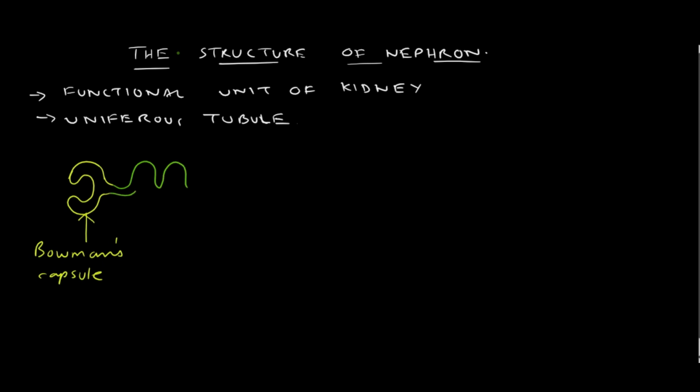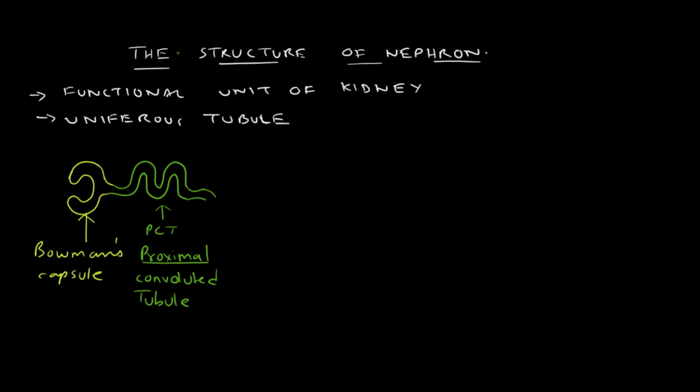The second structure is a tubular, highly coiled tube. It is known as PCT. PCT stands for proximal convoluted tubule, as it is closest to the Bowman's capsule. That's why the term proximal. Proximal means close.